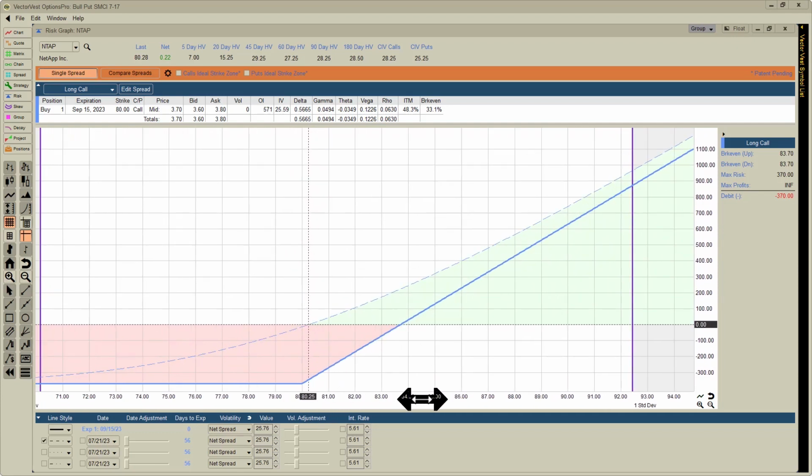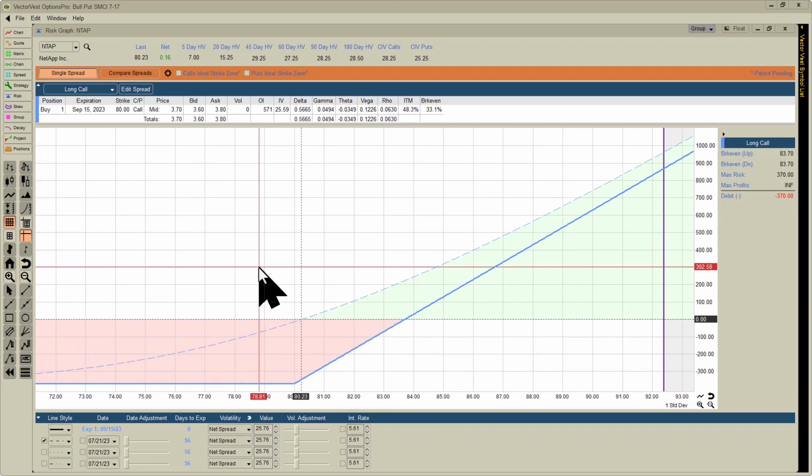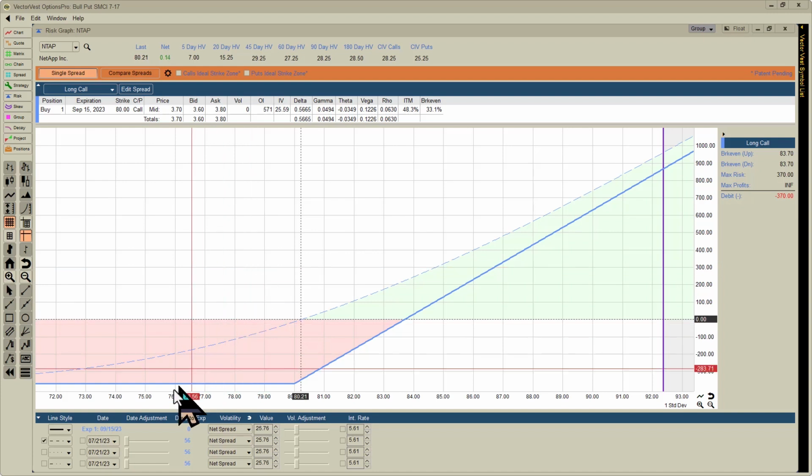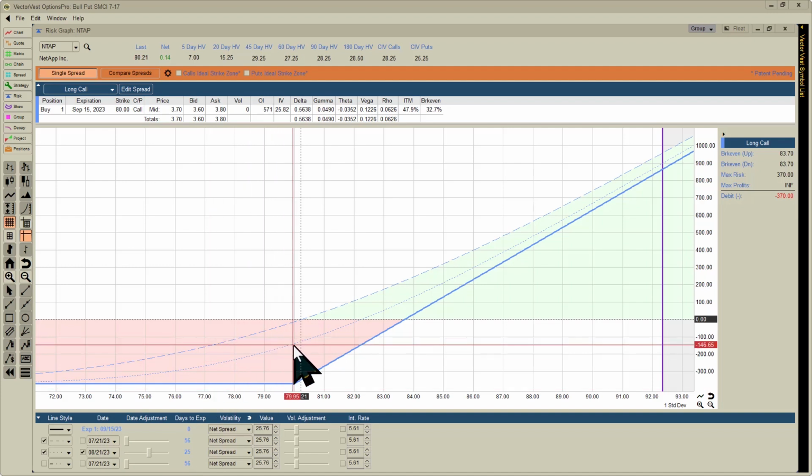Now, one other thing I want to show you is options have a time decay or theta. So when you're an option buyer, this time decay actually works against you. Let me show you how. If we get halfway to expiration, today it is July 21st. If I move this calendar to August 21st, you see that second line that we just added in there, that dotted line?